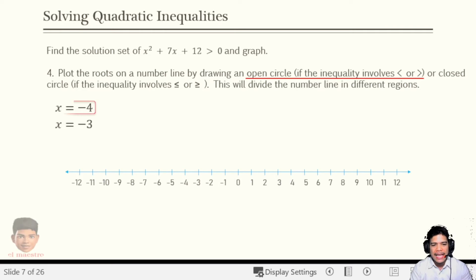So, pag i-plot natin yan, hanapin natin si negative 4. I-plot natin open circle. Nakita nyo? Open yung circle. So, hindi siya shaded. Na-check nyo? Yan. So, hollow yan. So, ganyan pag involved ng less than or greater than. Again, next is negative 3. So, ganun pa rin. Since less than or greater than siya, open circle yung gagamitin natin. Okay.